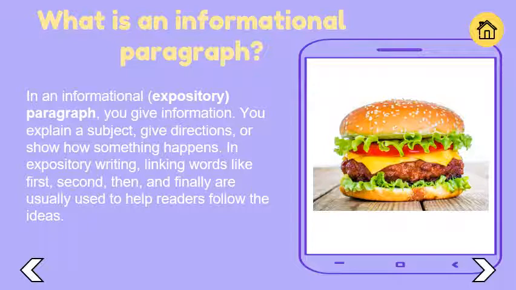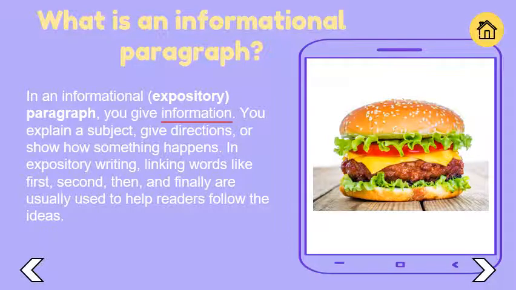In an informational or expository paragraph, you give information. Only you give information. You explain a subject, you give directions, or show how something happens. Okay? In expository writing, linking words like first, second, then, and finally are usually used to help readers follow the ideas. So, first of all, the first thing you have to know about informational paragraph is that you give information or you give directions. Then, you have to use linking words in order to help the reader follow the ideas in the correct chronological order.